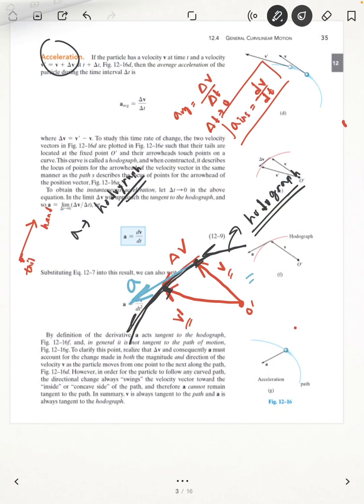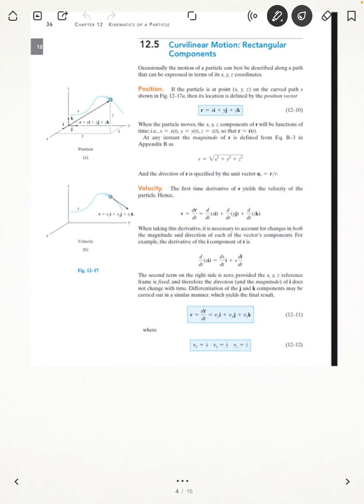But if I want to determine the direction of the acceleration with respect to the hodograph, that would be the tangent to the hodograph. I think it's clear. Now we move to the next topic, which is the curvilinear motion in rectangular components. This is the particle and this is the curvilinear path, and there is a coordinate system with x, y, and z axes.